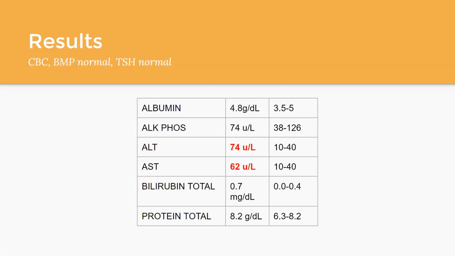So albumin is normal, alkaline phosphatase, bilirubin, and total protein are also normal, but the ALT and the AST are slightly elevated. The normal range is about 10 to 40, and her ALT is 74 and her AST is 62.